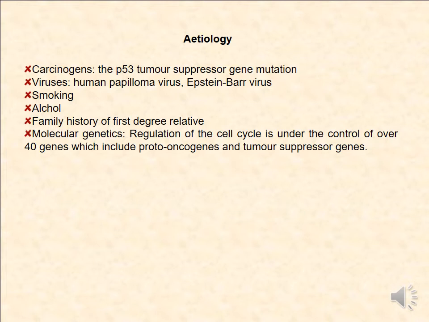And the last one, molecular genetic regulation of the cell cycle is under the control of over 14 genes, which include proto-oncogenes and tumor suppressor genes. Some stimulate the formation of cells and some suppress cells, so that the normal condition of the tissue is maintained within its growth. If there is any defect in the proto-oncogenes and suppressor genes, it will lead us to malignancy.